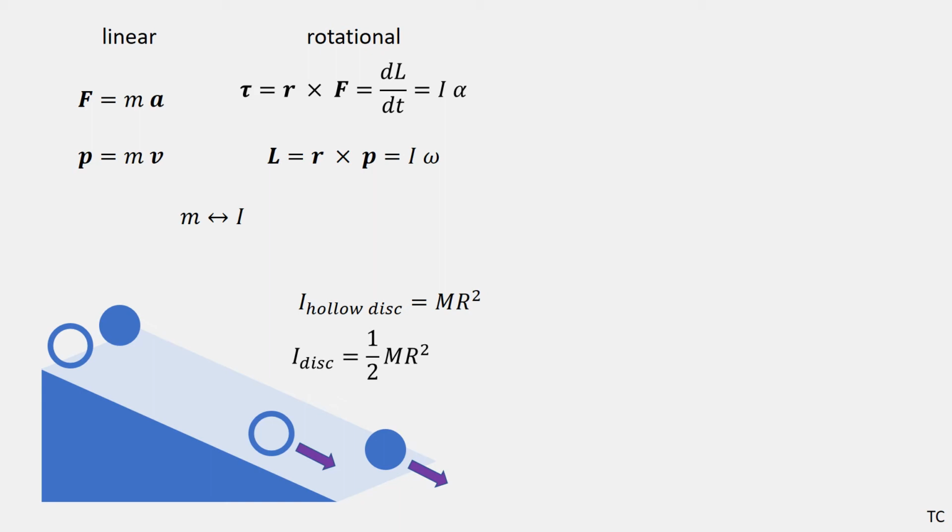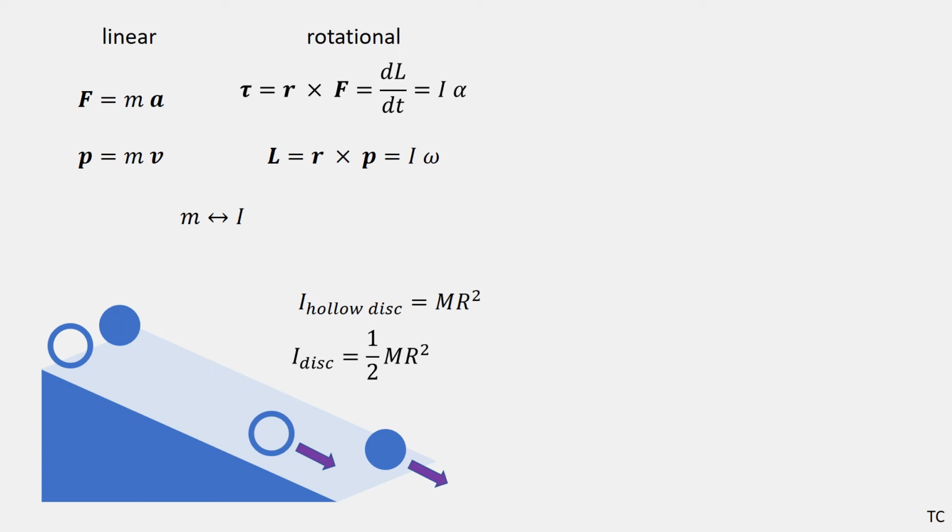We'll give them the same radius and the same mass, but one will be hollow while the other will be solid. The hollow disk has all of its mass at the same radius, so its moment of inertia is mr squared, and the solid disk has a moment of inertia of 1/2 mr squared, which I've derived in a previous video, or you can look up.